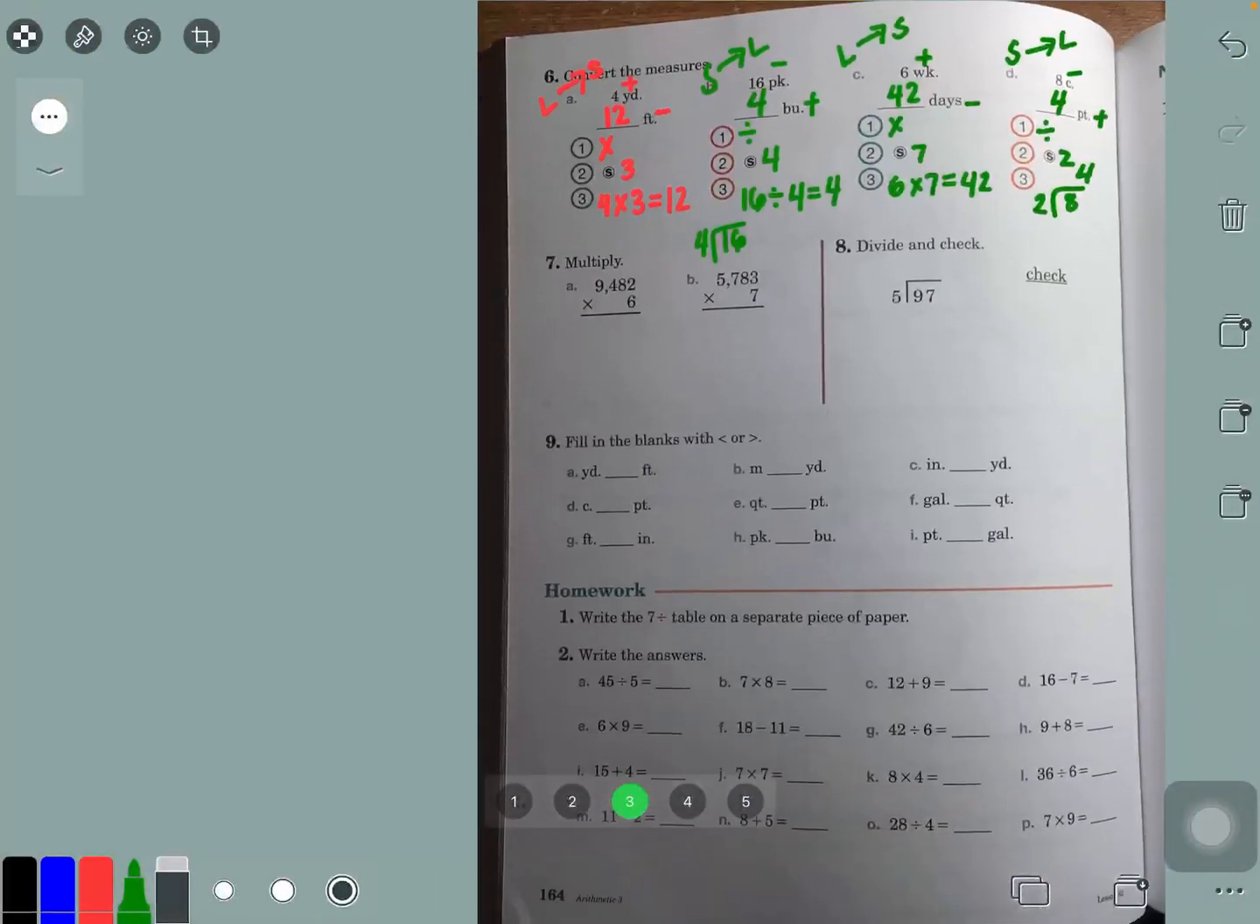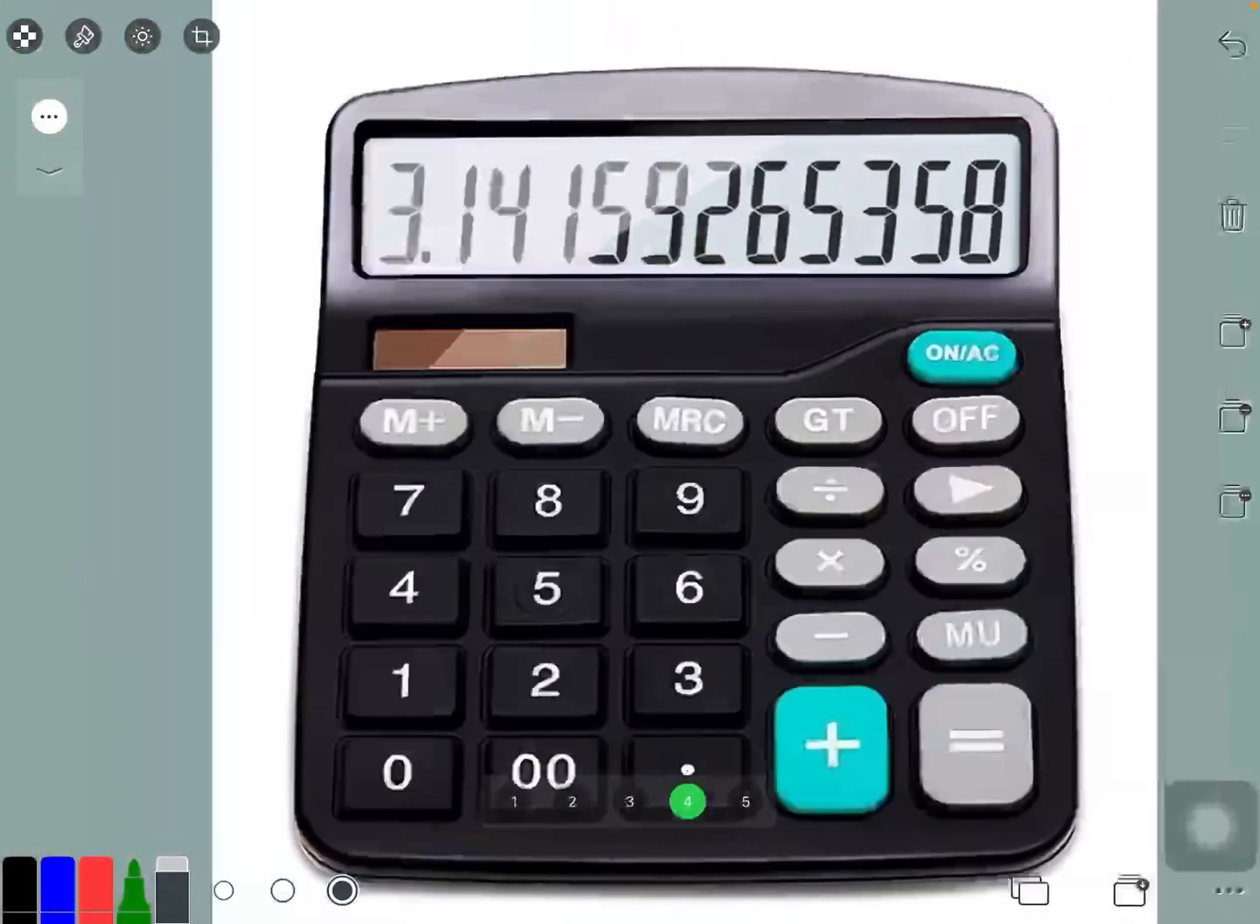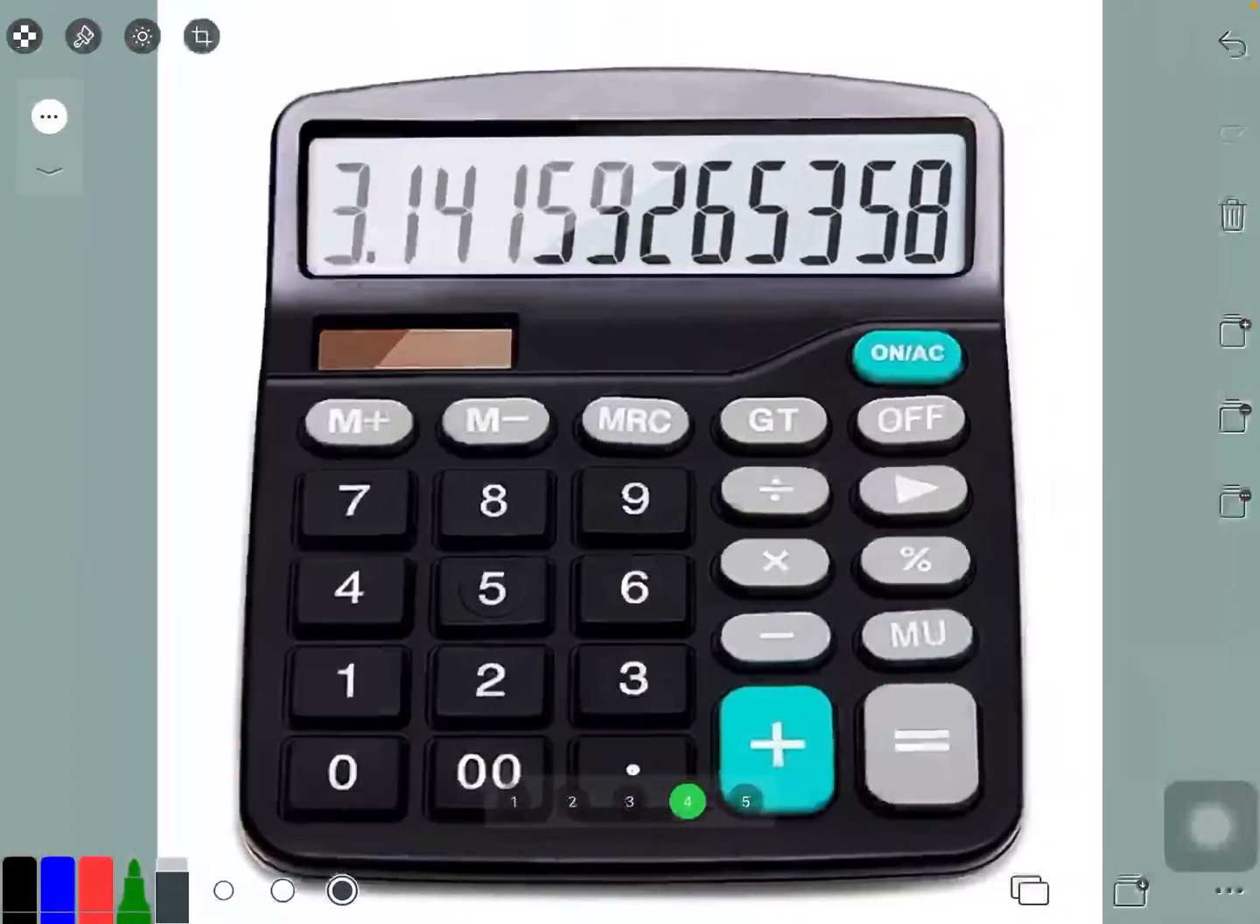So the rest of the page is seat work. Oh, I forgot that was there. This is the clue to the riddle from the language lesson. You have to read, or at least you have to watch the language lesson in order to get the riddle, right? But this is the clue. It's a calculator. Okay, so there you go.